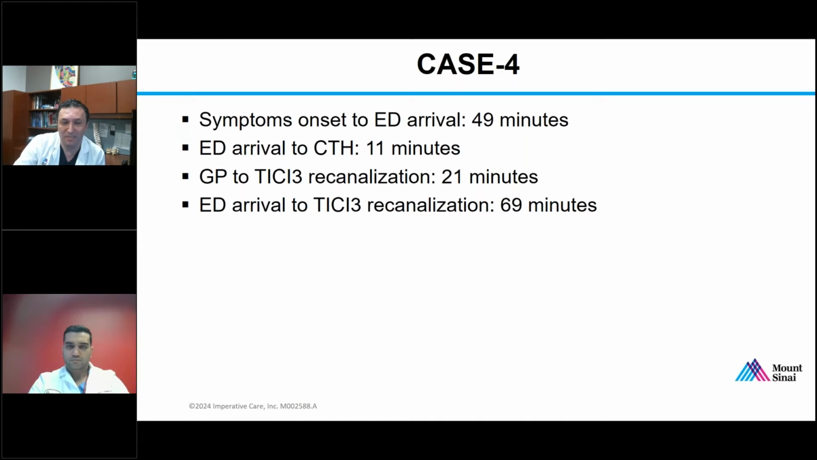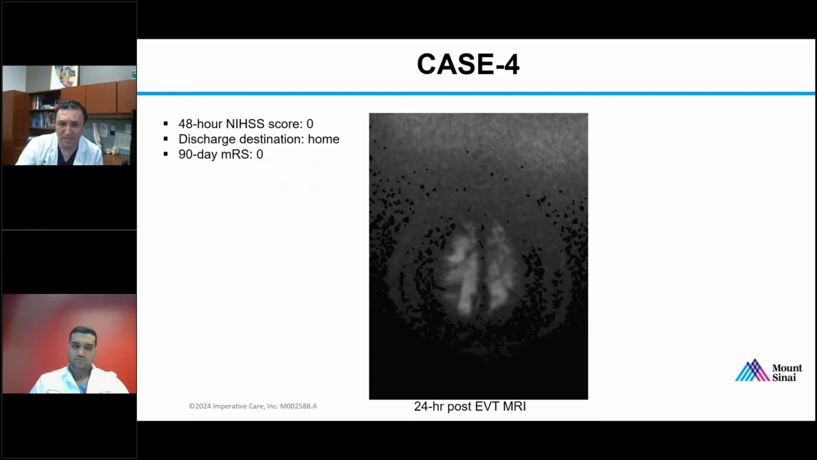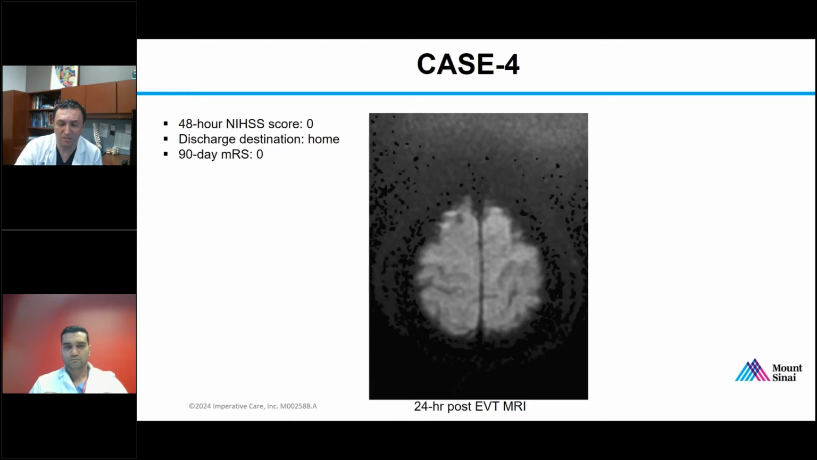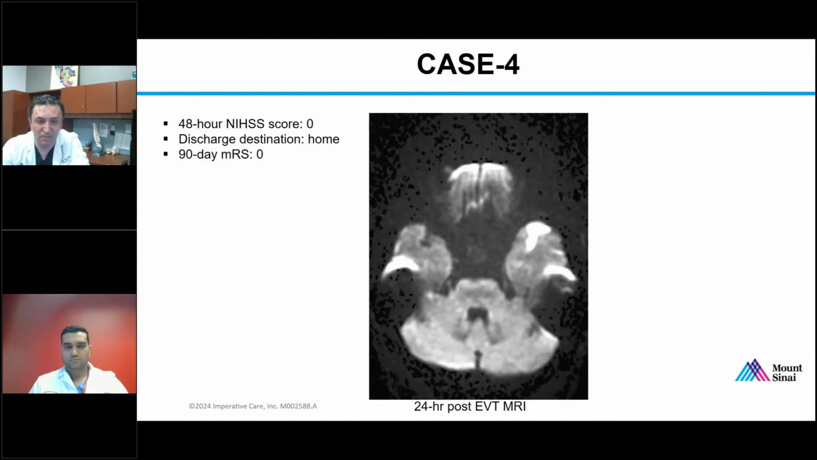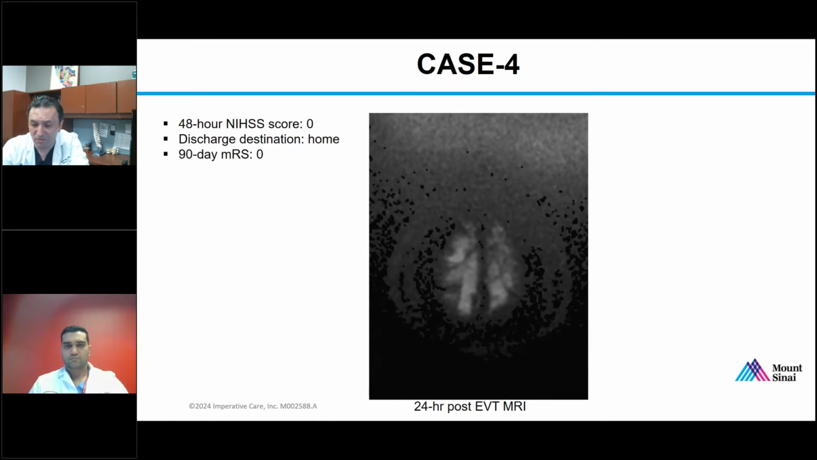Patient has symptom onset to ED arrival 49 minutes, ED arrival to CT scan even 11 minutes, and the groin access to recanalization 21 minutes in such a difficult anatomy with FMDs, with only 2 passes, with no complication, spasm or dissection. And the next day, this MRI is showing just a few hits here and there, an NIH stroke scale of 0. Patient got discharged home within 48 hours.